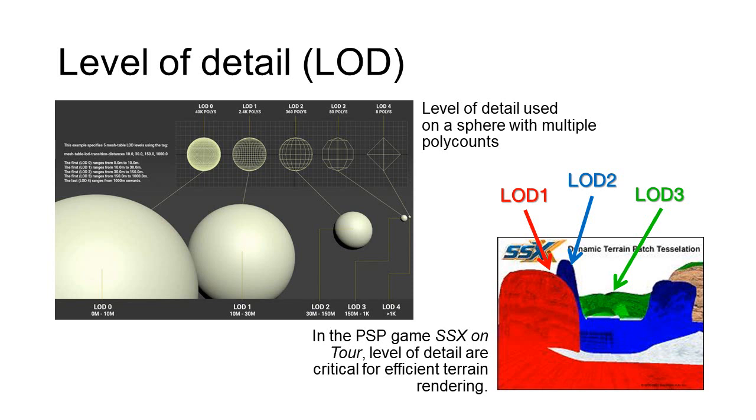That method can be used for all types of objects in a scene, but it really makes the difference on large environments that take a lot of computational power to render. For example, SSX on Tour uses the level of detail design for mountains, and especially for mountains, so the player can always have a global view of their environment and not directly the skybox.